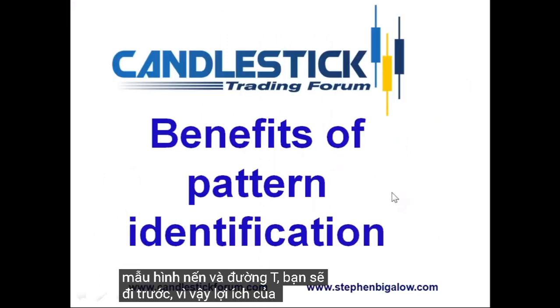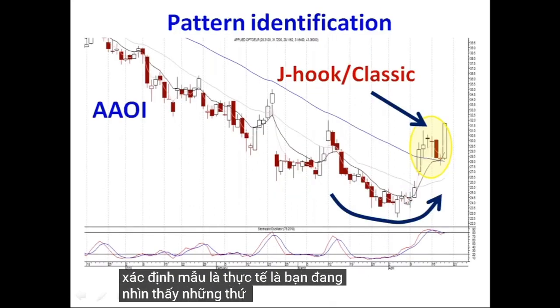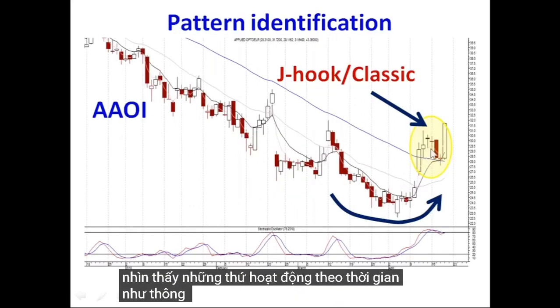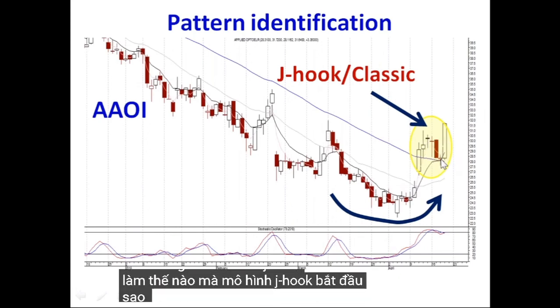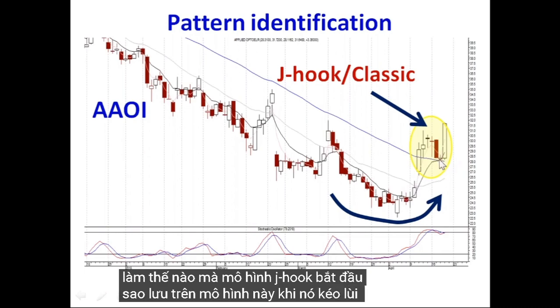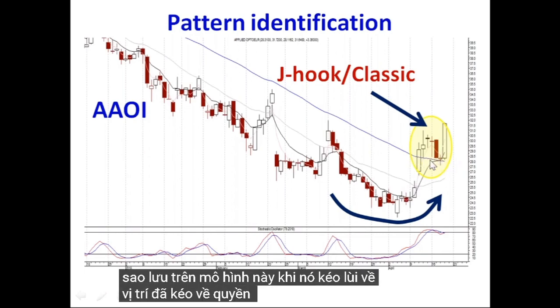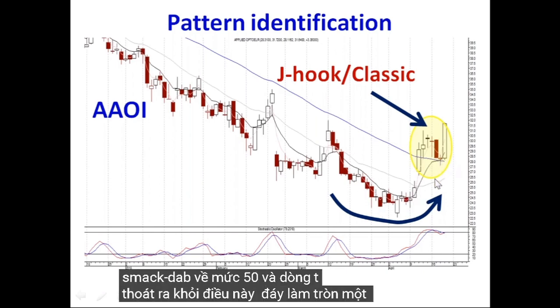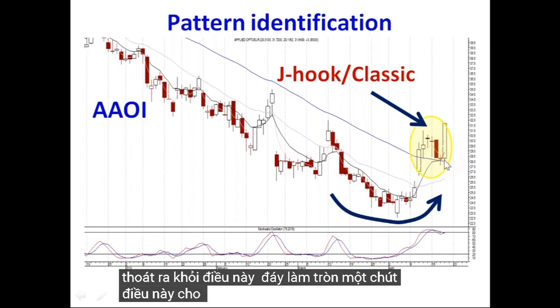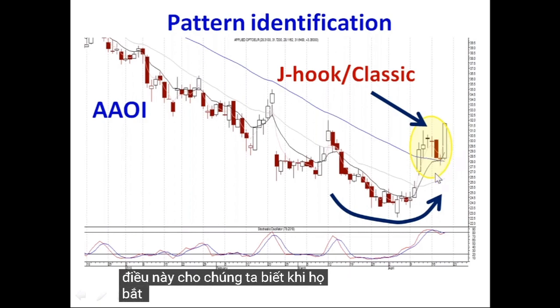So the benefit of pattern identification is that you're seeing things that work time after time, like the J-hook pattern. Notice how the J-hook pattern started back up on this one. When it pulled back, where did it pull back to? Right smack dab to the 50 and the T-line, coming out of this little rounding bottom. What does this tell us when they started buying? Wave 1, wave 2, wave 3.